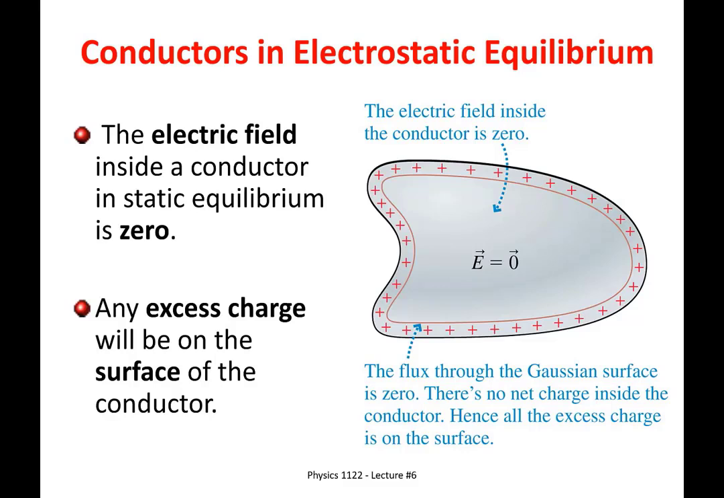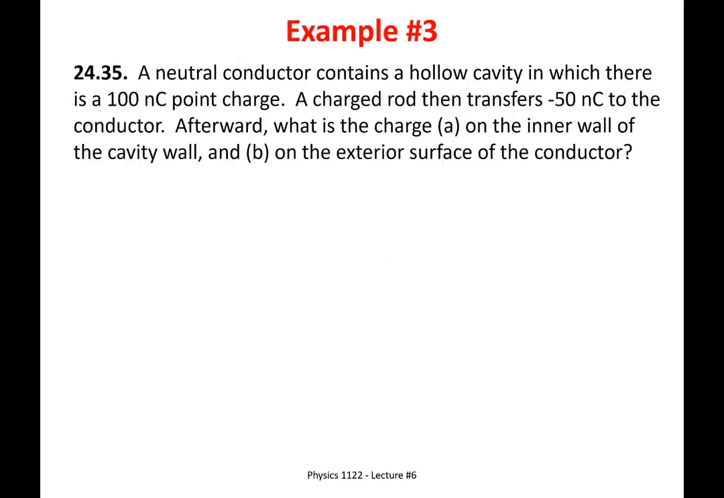Okay, so these two properties are summarized here. The first is the electric field inside a conductor in static equilibrium is zero. And the second is any excess charge will be on the surface of the conductor. These two properties are something that we can put to use when we're solving problems that involve conductors in static equilibrium. Okay, so we'll work one example now making use of these two properties together with Gauss's law.